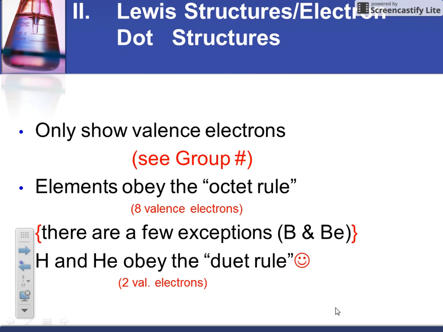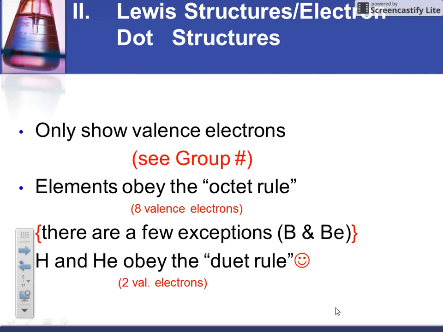So today in class we took notes on how to find the Lewis structures, also known as electron dot structures. What I want to do now is go through some examples with you. Remember we said that we're only showing our valence electrons, and to get your valence electrons, you look at your group number on your periodic table. So you want to have your periodic table out to refer to.